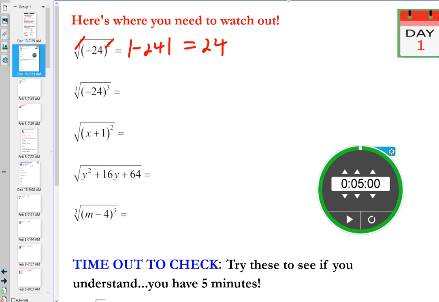The next one's easy, it's odd, you don't have to worry about any special rules. All that happens here, the cubes cancel, what are we left with? Negative 22. How about the next one?